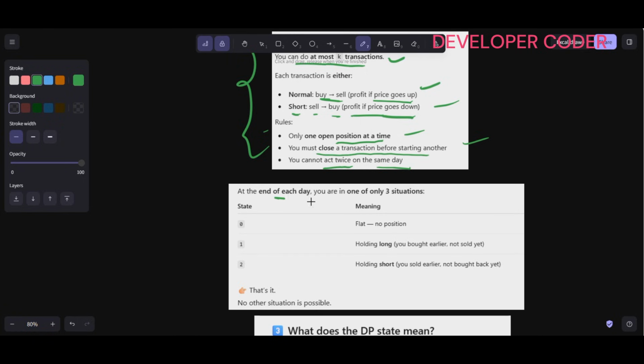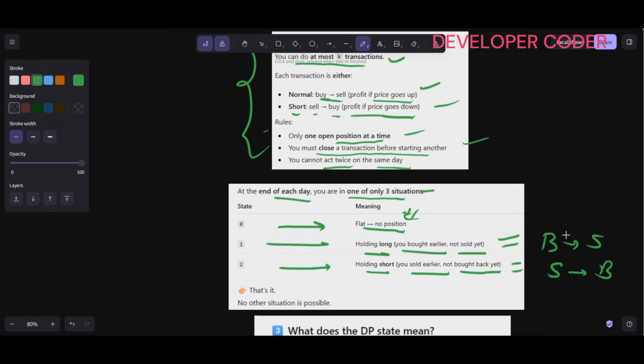So at the end of each day, you are in one of only three situations. First is no position. Flat is equal to no position. One means holding for long: you bought earlier and not sold yet. Two means holding short: you sold earlier, not bought back yet, but you are going to buy it back. Okay. So just remember short as sell to buy, long as buy to sell, and here nothing, idle. So just remember these states: two for short, one for long, and zero for flat. Just keep these things in mind.